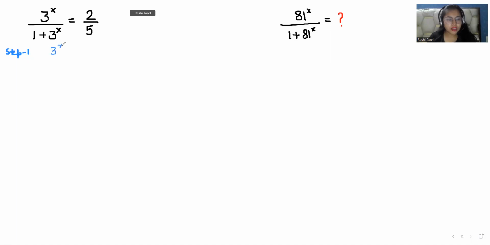3 power x over 1 plus 3 power x equals 2 over 5. So we are going to substitute it. In place of 3 power x, I'll assume a. So I'll write a in place of 3 power x. So what it looks like: a over 1 plus a equals 2 over 5. Now I am doing cross multiply.